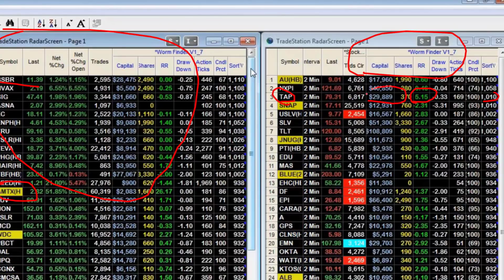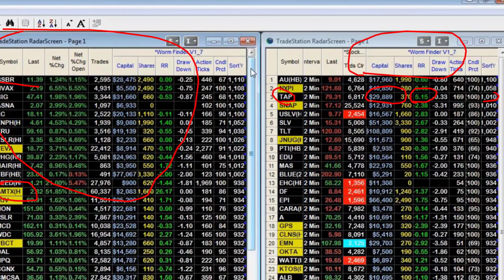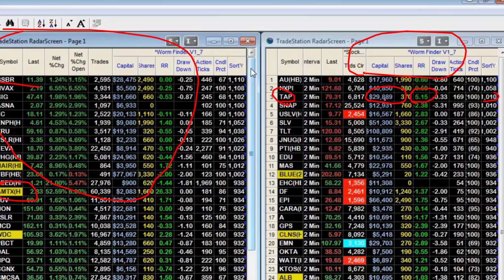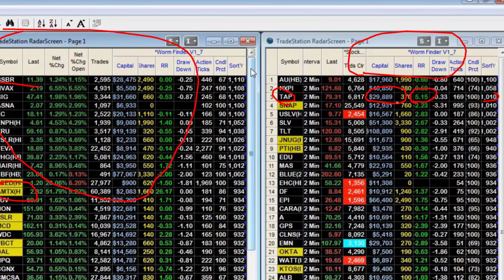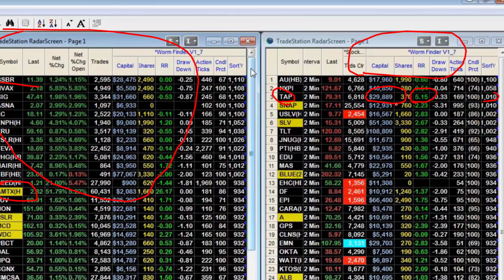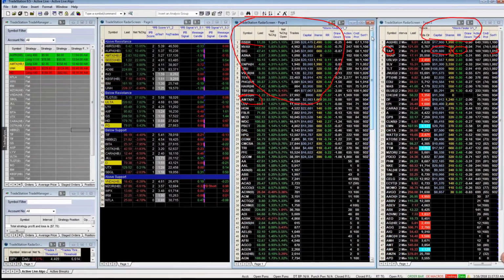Capital required, more intensive, often is the case for short sells. For $100 of risk, that required $29,889 of capital. That's before leverage, and of course when you are day trading, you can leverage 3 to 1.